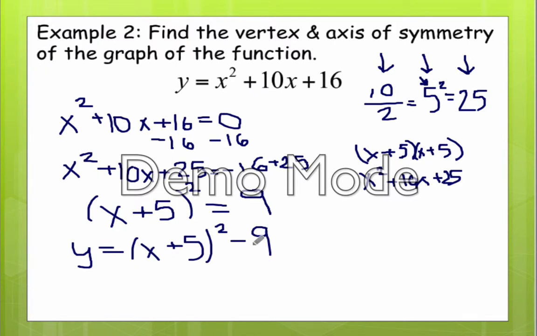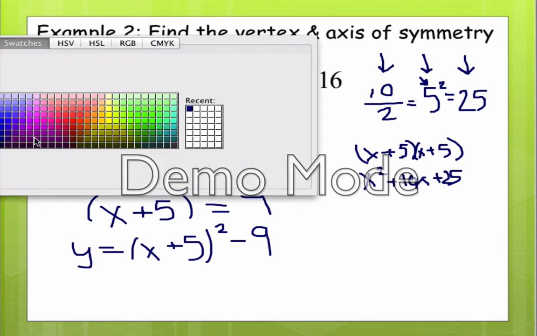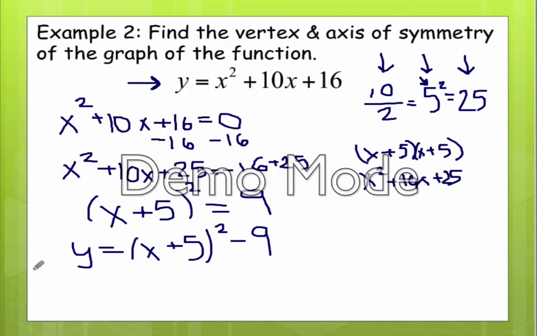Okay, so this is my standard form. Y equals x plus 5 quantity squared minus 9. If I were to FOIL out x plus 5, and subtract 9, I'd get the same thing as up here. It's just written in a different form. Why did I do that? Because now I can easily pick out the vertex and axis of symmetry. So the vertex is going to be -5, -9.